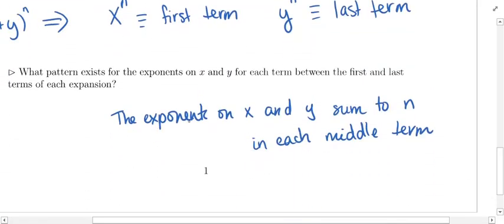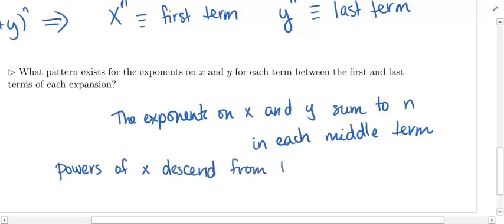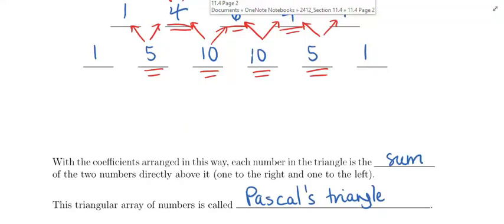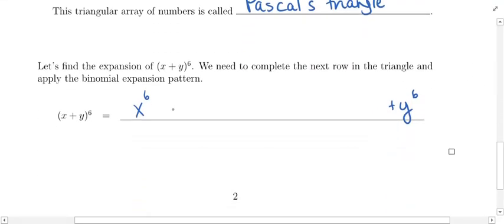Okay, so let me add to this. Not only do the exponents on x and y sum to n in each middle term, but the powers of x descend from left to right, and the powers of y increase from left to right. Okay, so now that I know that, I can fill in the middle.